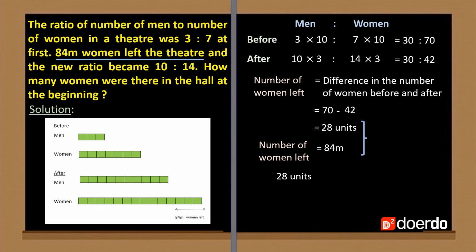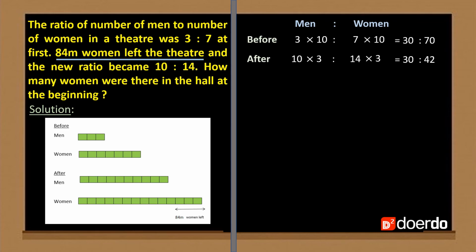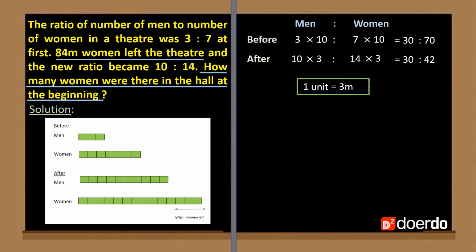That is, 28 units equal to 84. So, 1 unit equals 84 by 28, which is 3. Thus, 1 unit is equal to 3. We found the value of 1 unit. With this value, we can find how many women were there in the hall at the beginning.